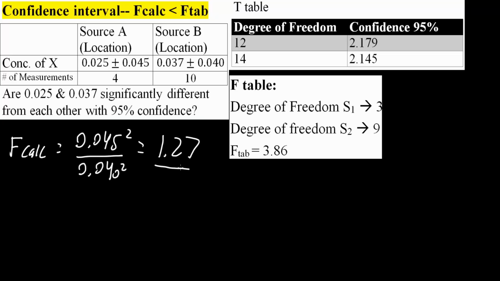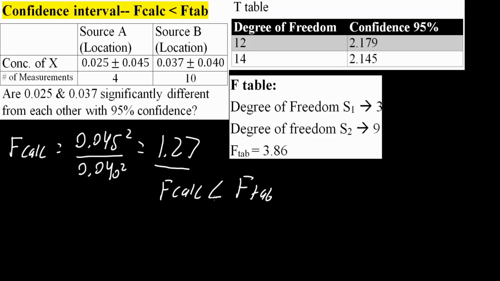Once we determine Fcalc, the next step is to determine Ftable. For standard deviation 1, this one right here, the number of measurements is 4, so the degree of freedom is 1 less. So it's 3. For the second standard deviation, we have 10, and 10 minus 1 is 9. Now in a table, if the degrees of freedom are 3 and 9, we would get Ftable of 3.86. Because of that, Fcalc, which is 1.27, is less than Ftable.